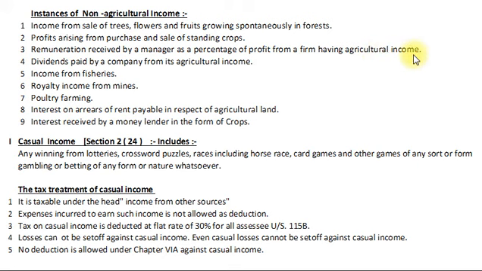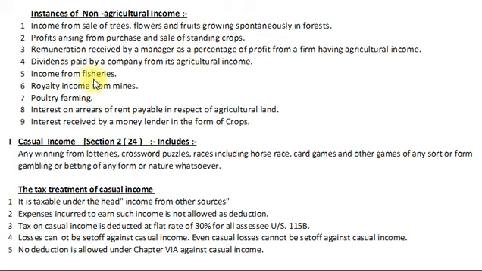Next, remuneration received by a manager as a percentage of profit from a firm having agricultural income. Here it is about the payment to a manager, but not in the form of a salary or other remuneration. It is about a percentage of profit on sale. So it is a non-agricultural income in the hands of the manager. But for the firm, it can be an agricultural income. Dividends paid by a company from its agricultural income: it is agricultural income for the company, but the dividend received by a member shareholder is a non-agricultural income.